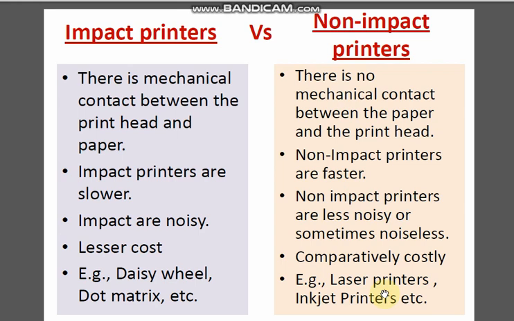Let's move on. The difference between these two: mechanical contact between the print head and paper is there in impact printers. Impact printers are slower, they are noisy, they are lesser in cost. Non-impact printers, there is no mechanical contact between the print head and the paper. They are faster, less noisy, sometimes noiseless also. They are comparatively costly. And laser printers or inkjet printers are the examples.